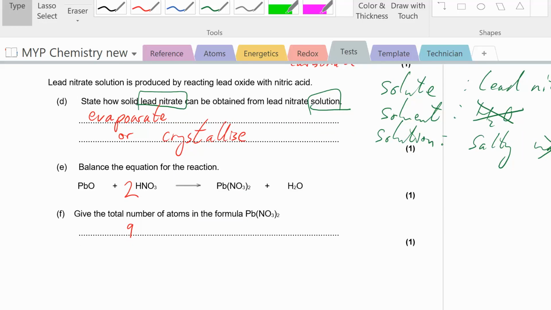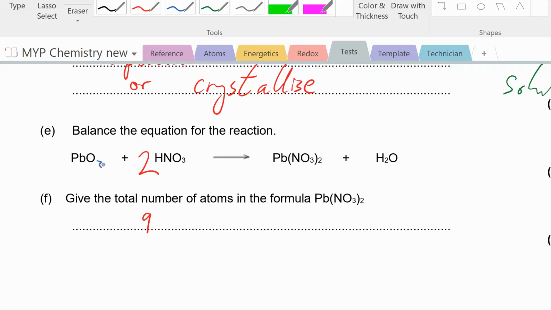Then balancing the equation. Now I saw a lot of students adding little 2's here and brackets. Never do that. This says balance. You are not changing the chemical formula. You can't add a little 2 there or a little 2 there. When it's balancing, it is only big numbers in front of the compounds, like that. You cannot change the chemical formula. So these small numbers and brackets make up the chemical formula.